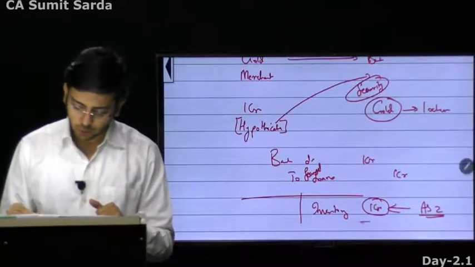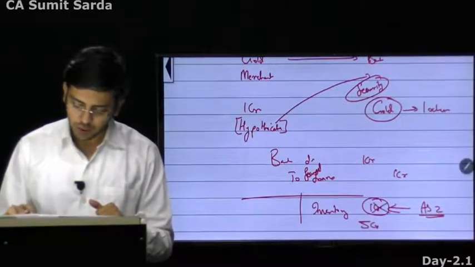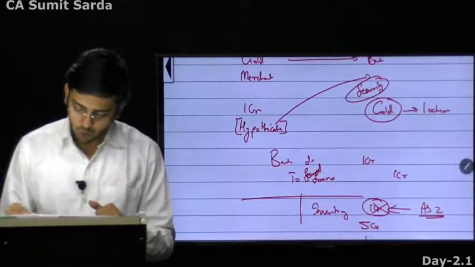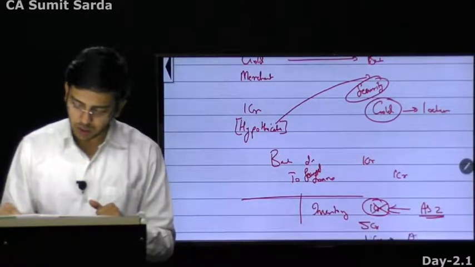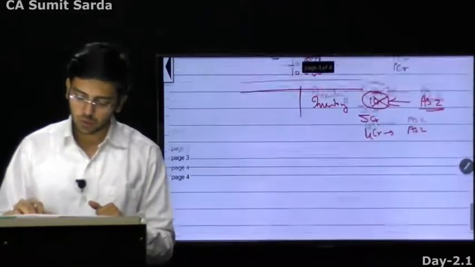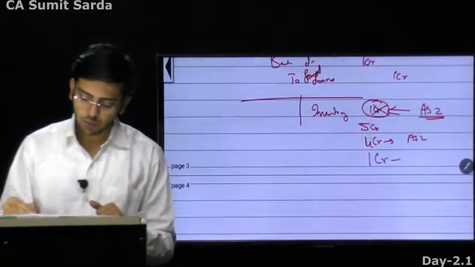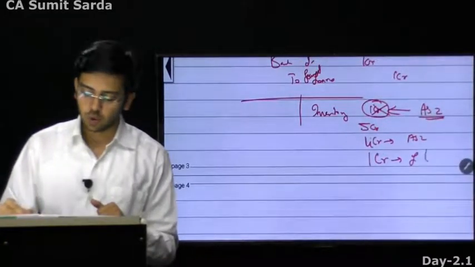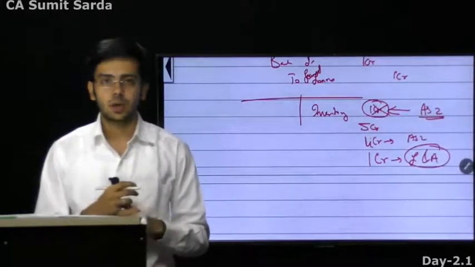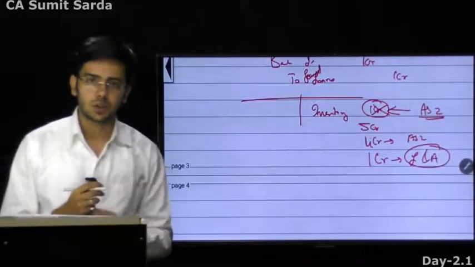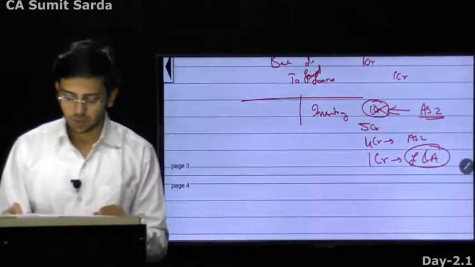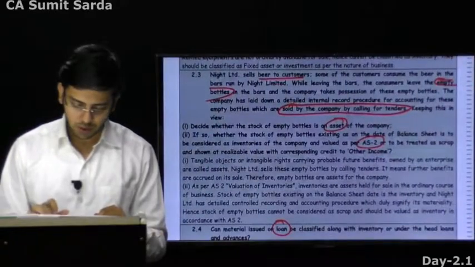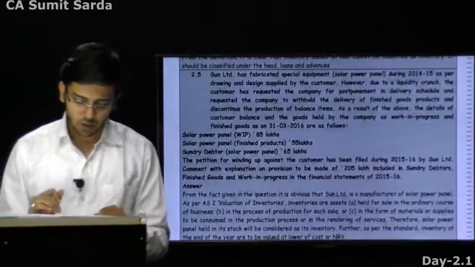So suppose you have a total of 5 crore rupees as inventory. 4 crore will be classified under AS2, and 1 crore, where are we going to reflect it? Under loans and advances on the asset side. Inventory held as security by the other person is not to be classified as inventory. I hope it is clear.